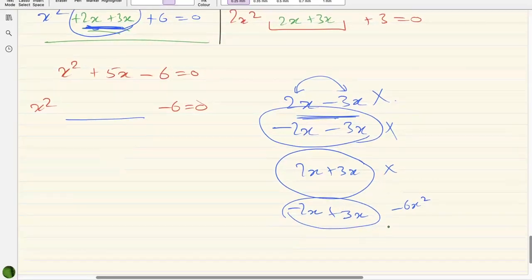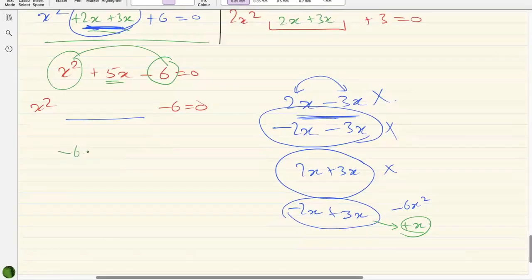We get plus x. We should get 5. Now here's the catch. We know for sure that we have to multiply these two, right? So negative 6x square is not going anywhere. We just have to think about 5.